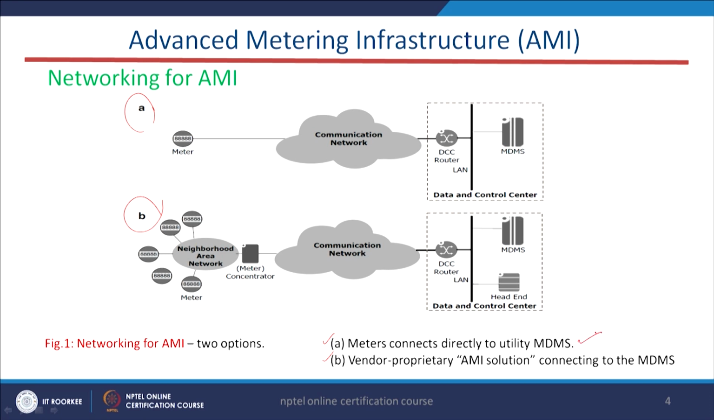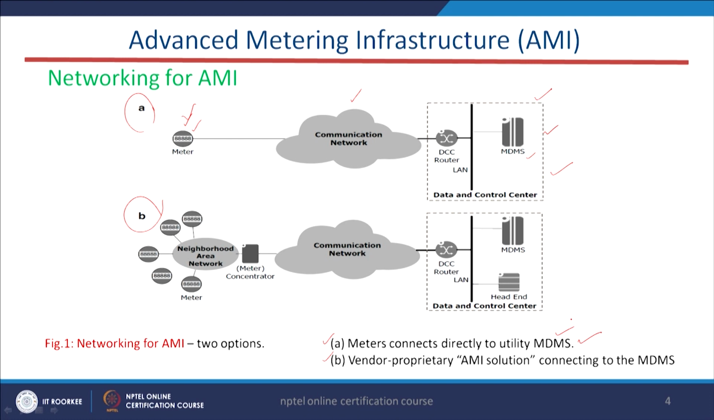What is this figure A? Figure A tells that the smart meter is connected directly to the data control center, or to the MDMS. This is the utility side and this is the customer side. These two devices, the meters and the MDMS, are connected using a dedicated communication network. This kind of architecture or infrastructure is known as meters connecting directly to the utility MDMS type.